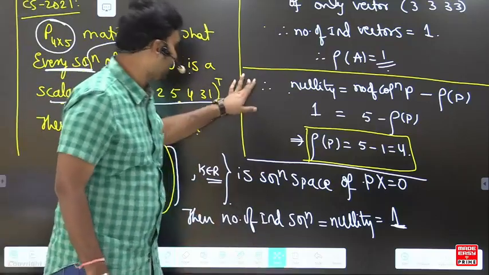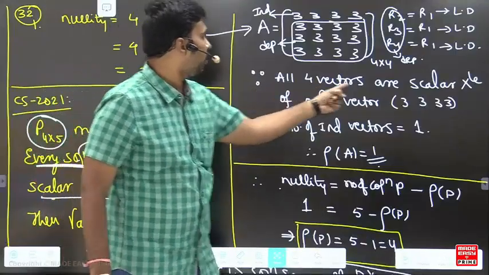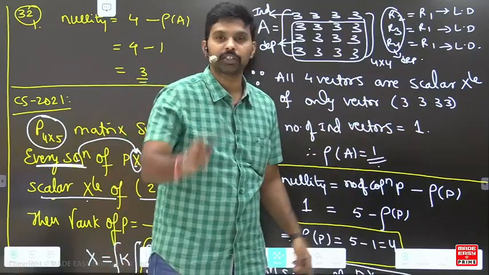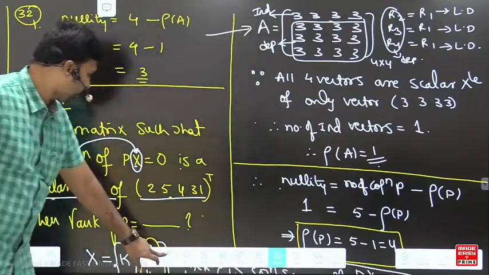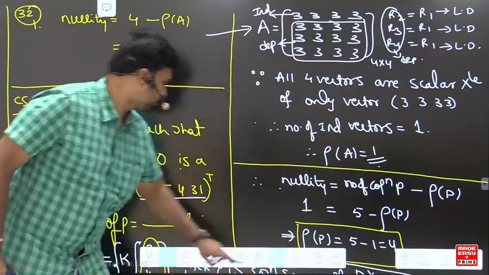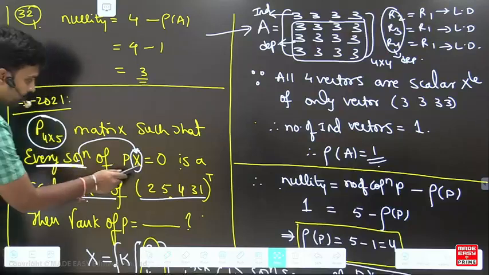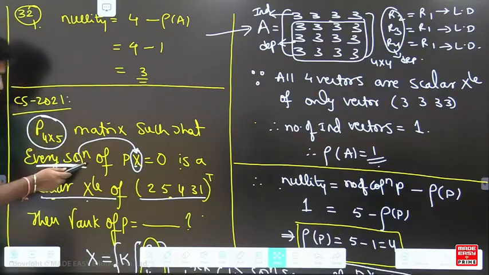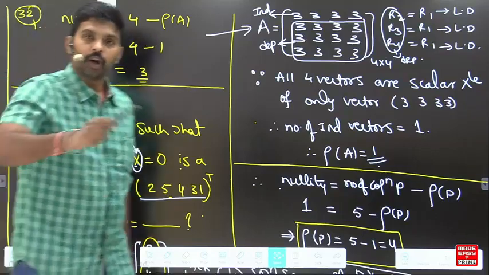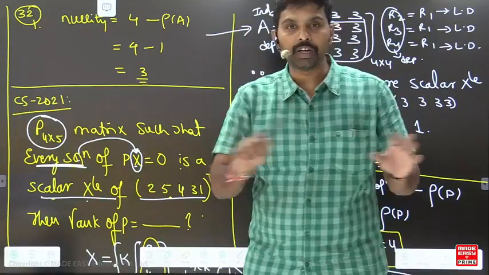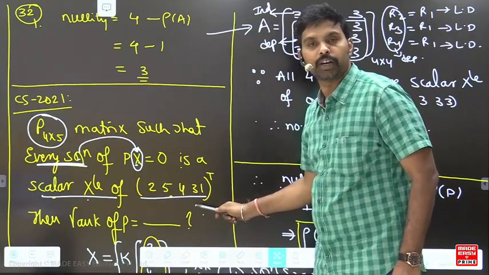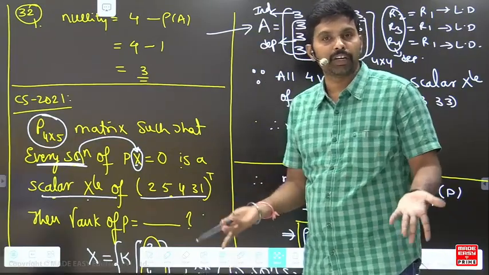See this point. All 4 vectors are scalar multiples of only one vector. The number of independent vectors is 1. Here every solution vector is a scalar multiple of only one vector. So all these solutions are dependent. Only one independent vector is there. One independent solution means nullity is 1.